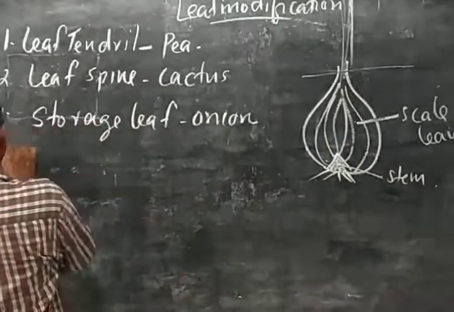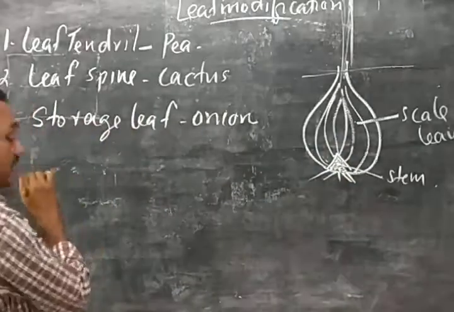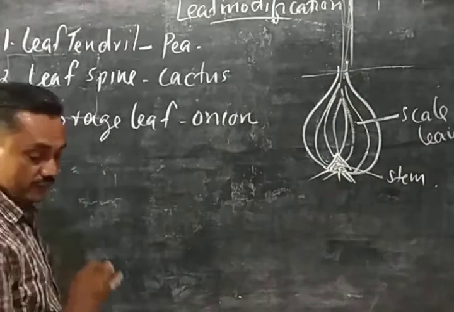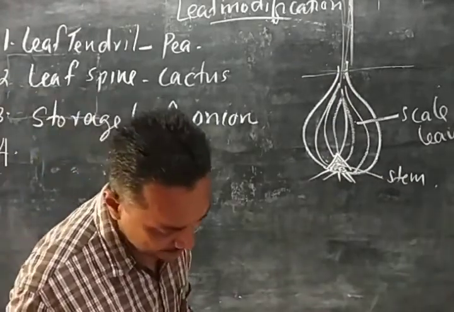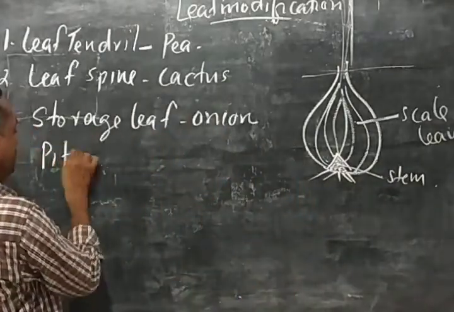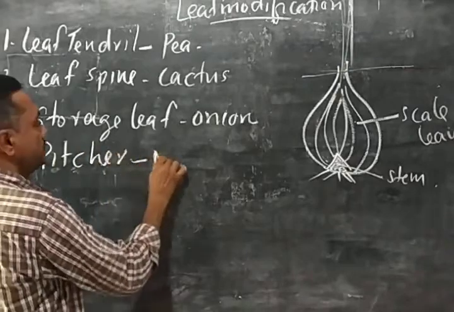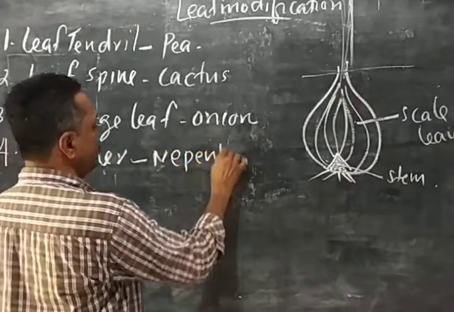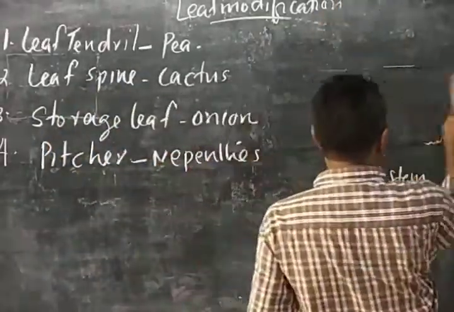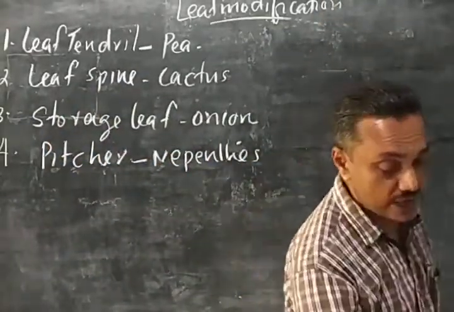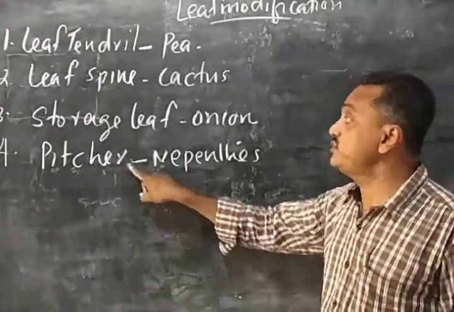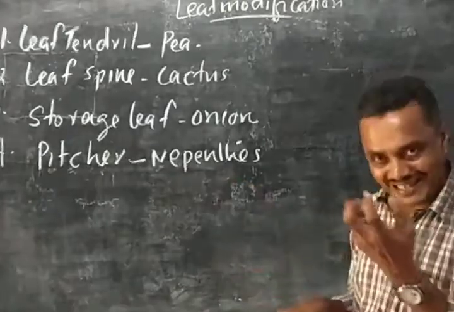Then the fourth one, in plants like Nepenthes, leaves are modified for catching insects. These structures are called pitchers. P-I-T-C-H-E-R. Pitcher, in the plant called Nepenthes. You know the plant that catches insects. Such plants are called insectivorous plants. In these insectivorous plants, the pitcher plant, Nepenthes, they catch insects.